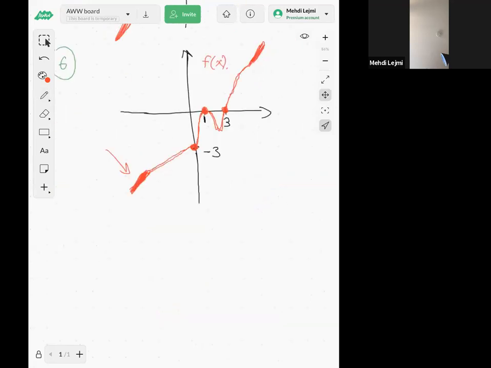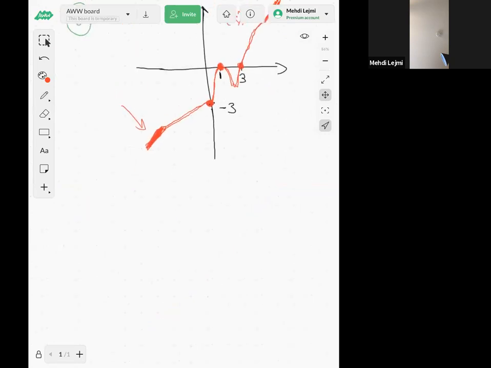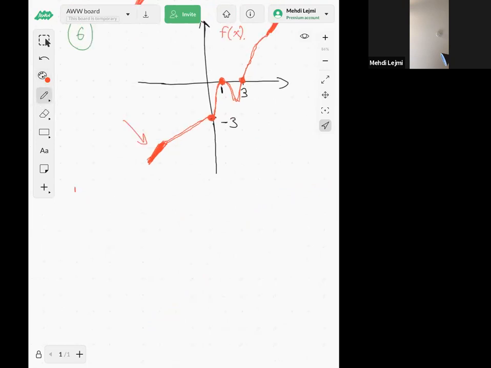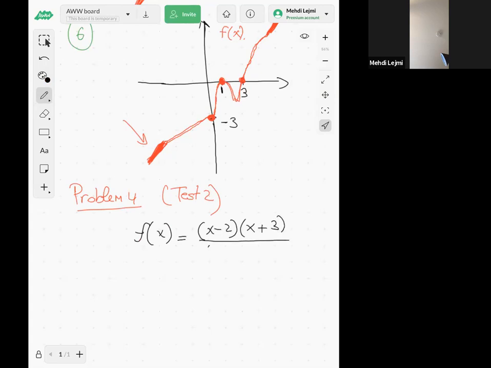Right. So let's do problem number 4, from test number 2. It's about rational functions. I guess some of you had trouble with graphing rational functions. I know it's not obvious, but anyway, it's x minus 4, x plus 1. First, the x-intercept.